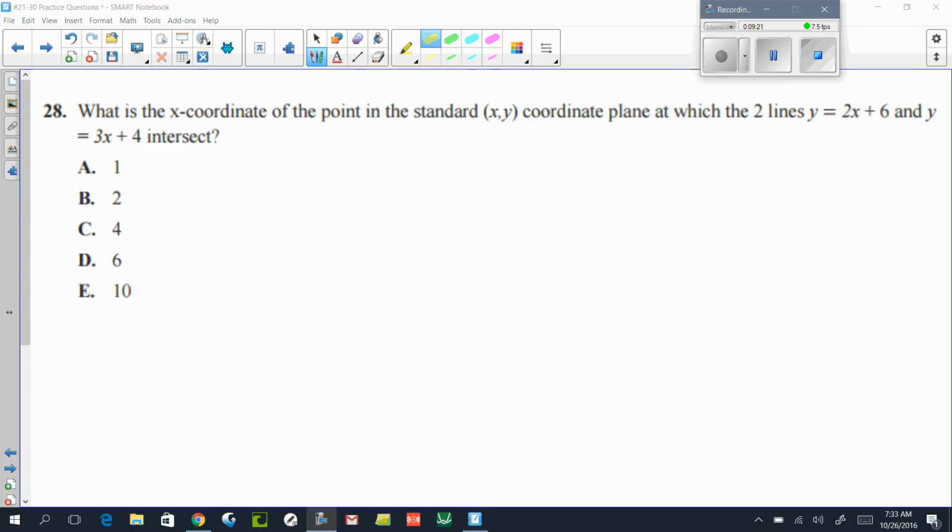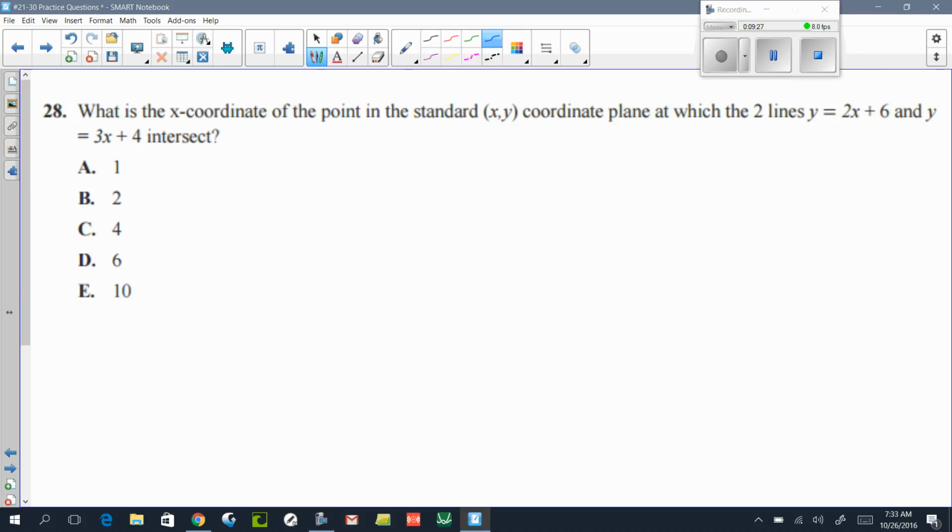All right, the last question I'm going to take a look at in this segment is number 28. I was actually surprised that this question caused some trouble, but let's take a look at the quick way to do it and what it's actually asking. I'm guessing that's half the battle, trying to figure out what they're asking us to do.